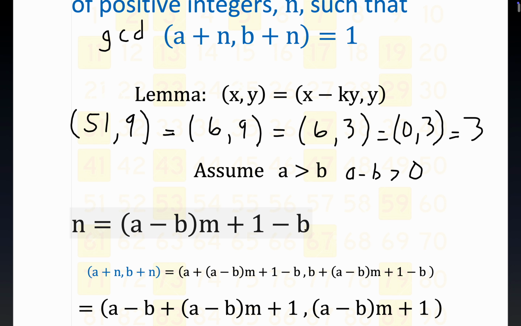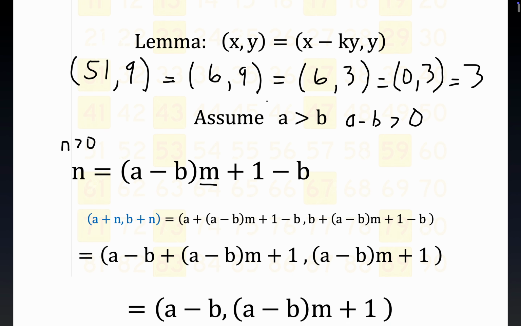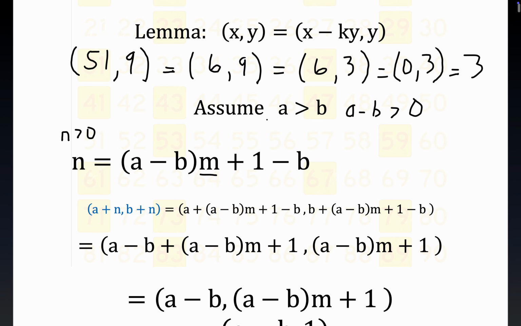So it may be the case that B is a big enough number to make this whole thing negative, but we can choose an M big enough to make N positive, right? We can choose M big enough to make N greater than 0. And again, I won't say anything else about that, okay? So here we go with the substitution. Notice that all I'm going to do is apply this lemma twice. You can see what happened right here.